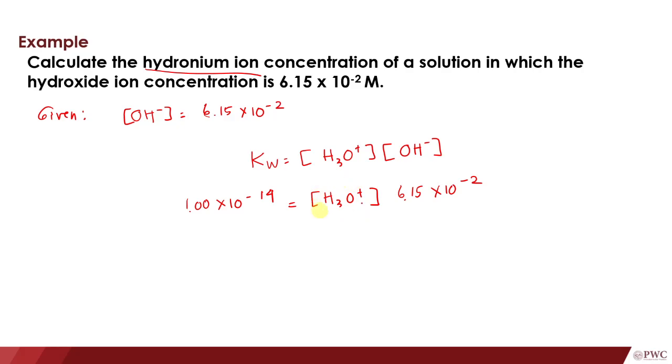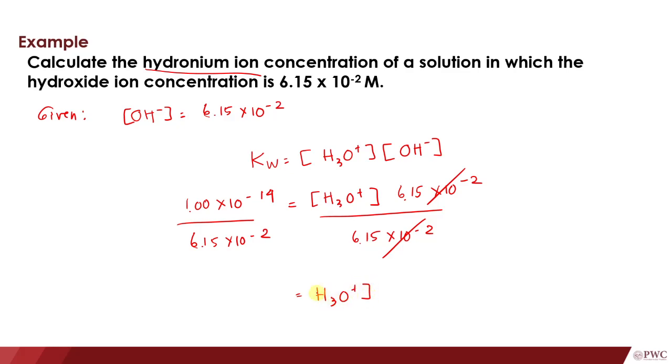To find the value of this one, what should we do? It's so simple, just divide both sides by 6.15 times 10 to the power of negative 2. Then of course we can cancel this one, and what's left on this side is the hydronium concentration. Then to find out the value, simply divide.